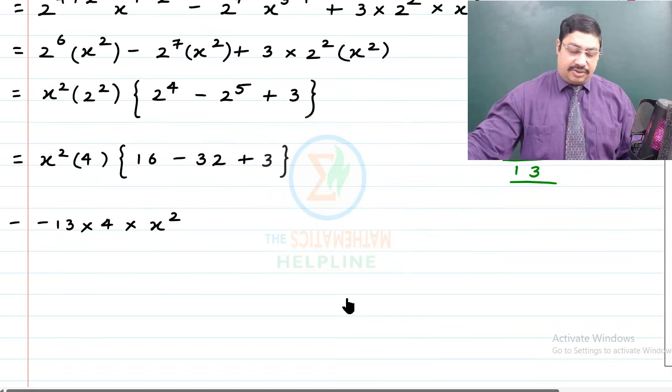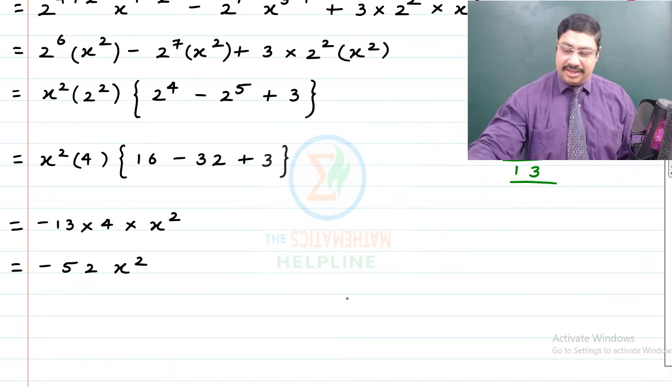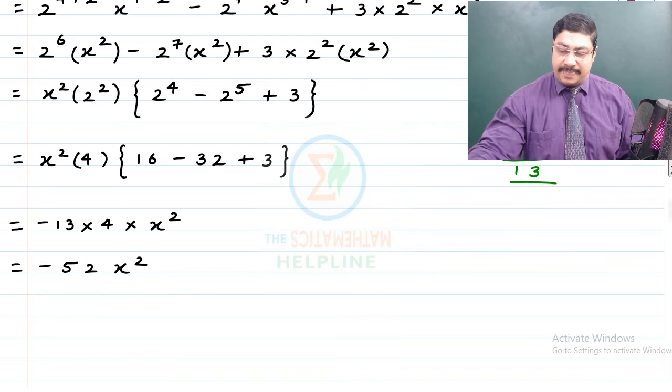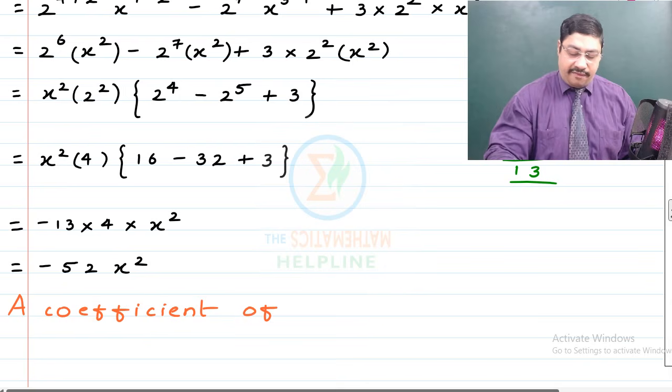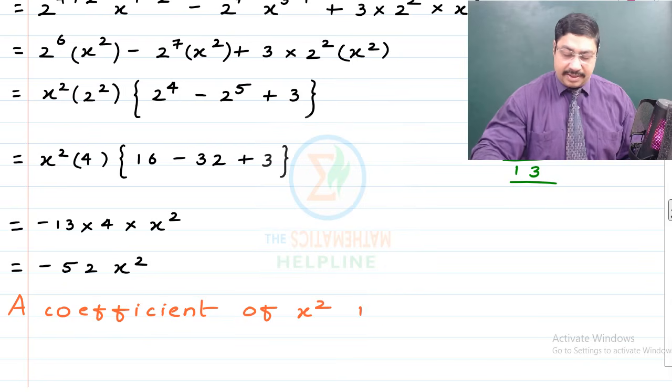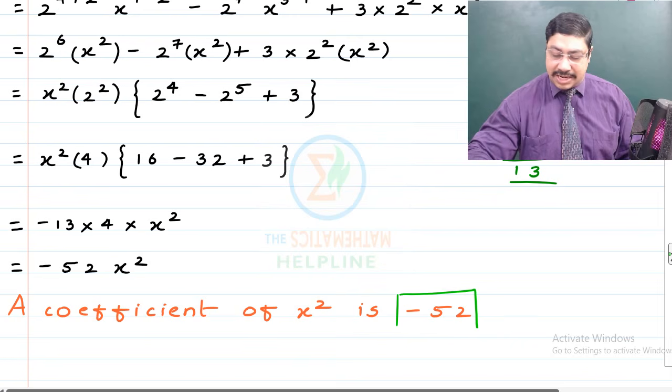Okay, so further we have here the final answer to be equal to minus 52x square, and thus, children, finally you can write here that the answer, coefficient of x square, is minus 52, and you can put that in a box so that it falls in the attention of the teacher and the teacher gives you full marks, right?